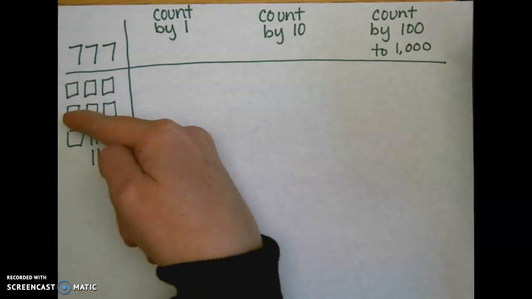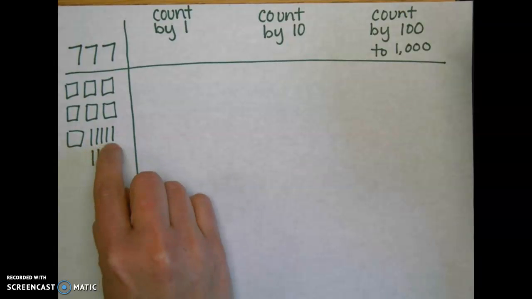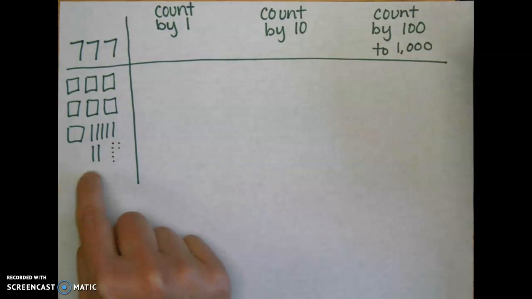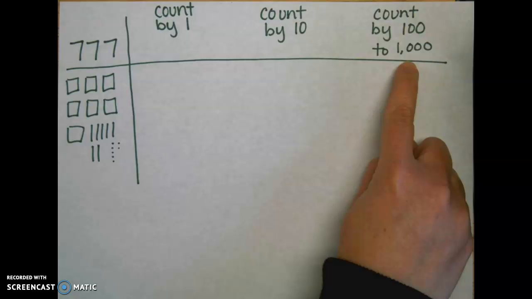100, 200, 300, 400, 500, 600, 700, 10, 20, 30, 40, 50, 60, 70, 7. 700 plus 70 plus 7 is 777. We want to count by ones, tens, and then by hundreds to get to 1,000.